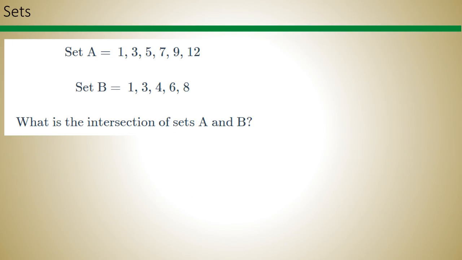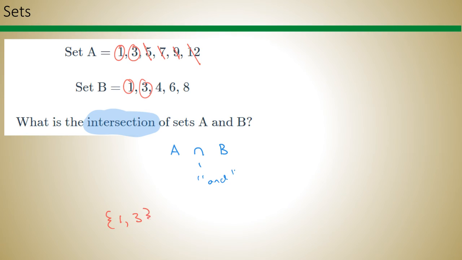Here's another one. We're looking for the intersection of these two sets. So in set notation, that would look like this: A intersect B. And remember that this is and. So I want everything that's in set A and it's in set B. So we've got 1 in both. We see 3 is in both. 5 is not. 7 is not. 9 is not. 12 is not. So the only two elements that I have here are going to be 1 and 3. Those are the only things that are in both set A and set B.